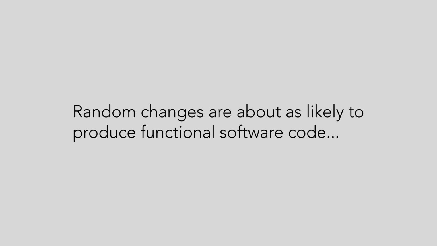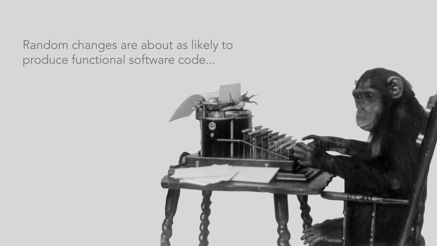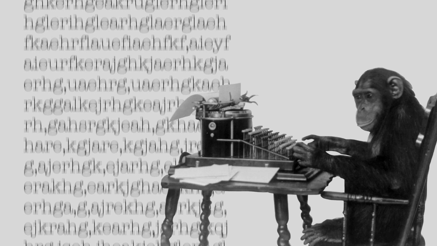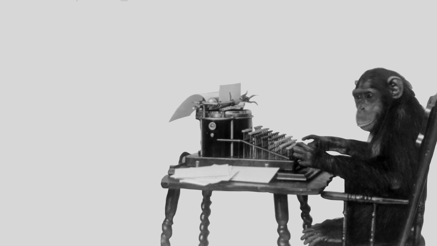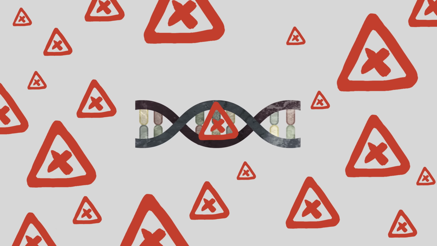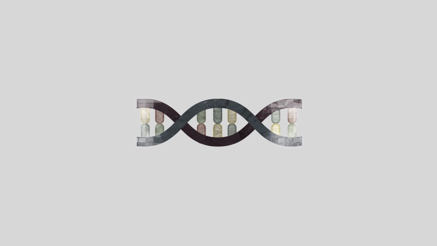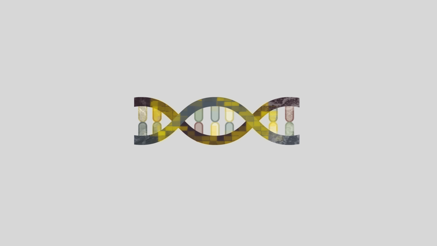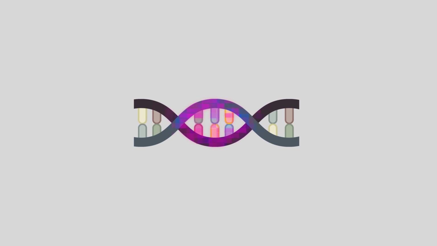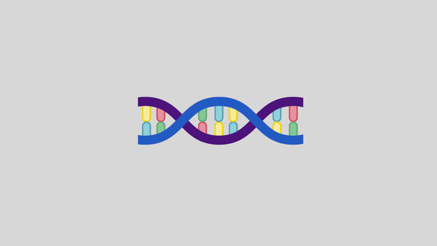Random changes are about as likely to produce functional software code or DNA code as random typing will make an intelligible novel or paragraph or even a single sentence. Whoa. Mutations and errors break DNA. Fortunately for us, our DNA code is more advanced than regular old computer code. It has special features designed right into it to automatically minimize potentially dangerous mutations.